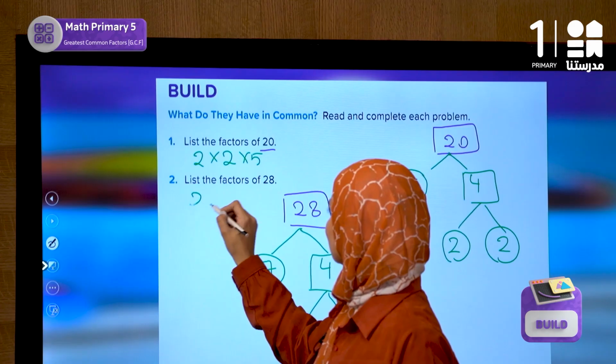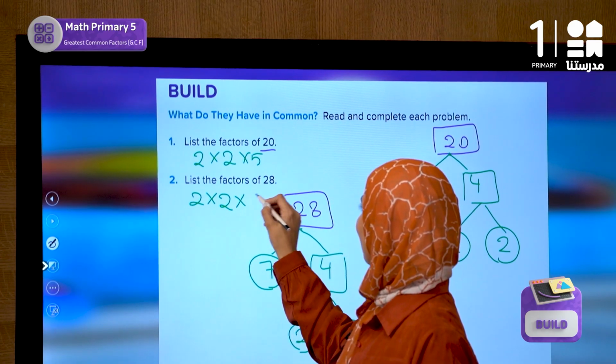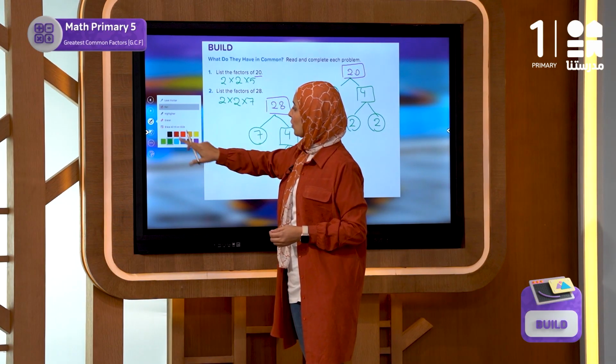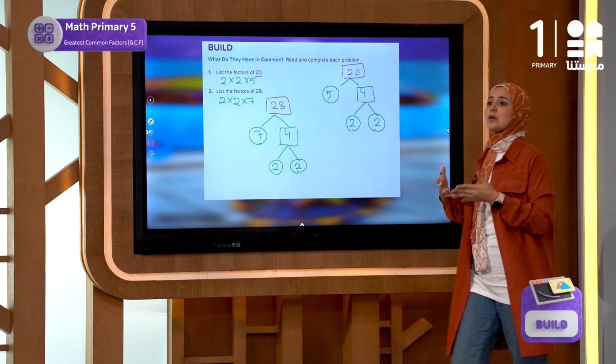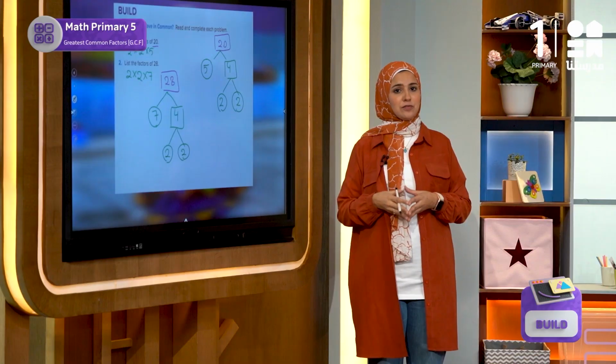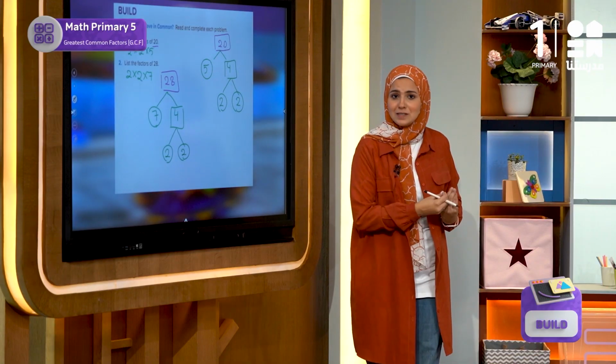Now let's write the prime factors of the number 28. We can write them like this: 2 times 2 times 7. And as always, what did we say before? The order by which we write the prime factors does not differ. Why? Because of the commutative property.